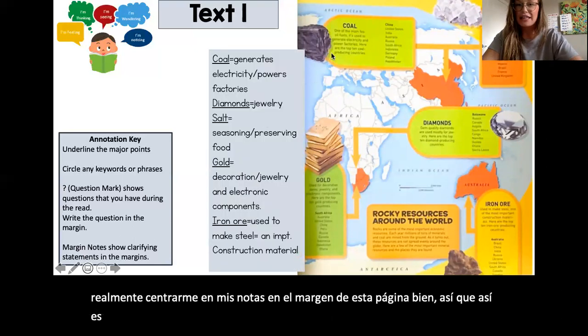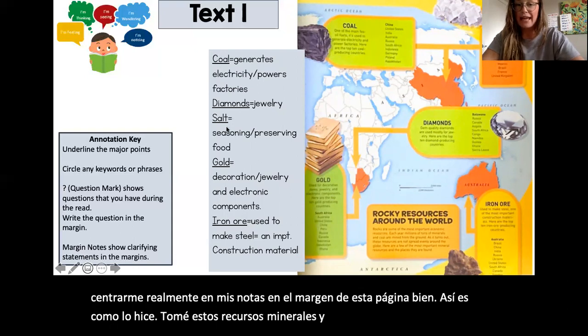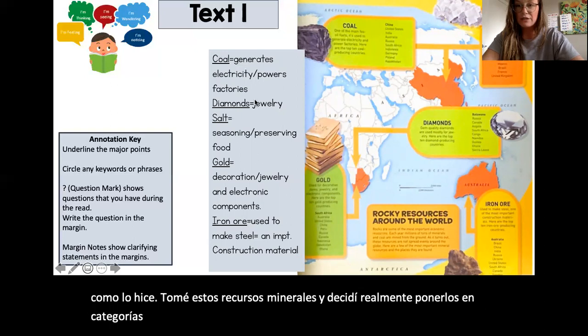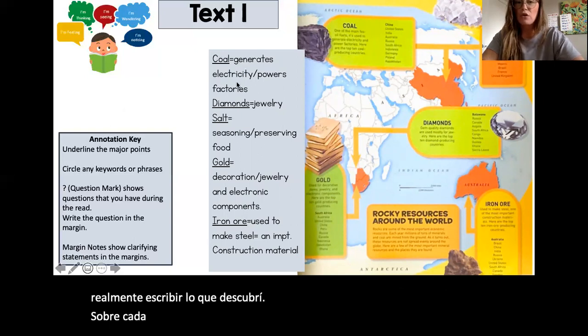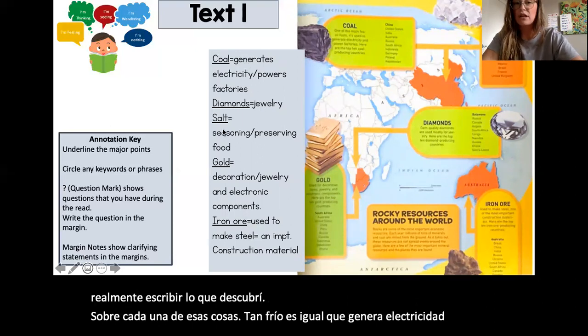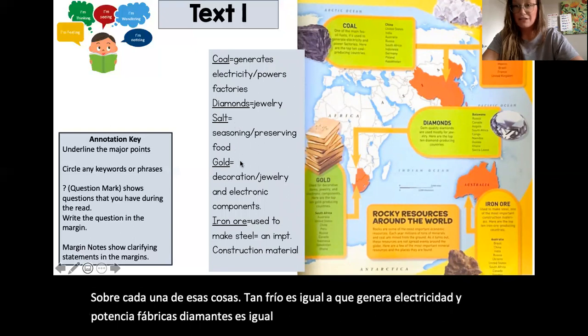I took these mineral resources and I decided to really put them in categories and then write equals, and that's how I took my notes, and then really write what I found out about each of those things. So coal equals that it generates electricity and powers factories. Diamonds equals jewelry, salt equals seasoning, and so on and so forth for each of those things.